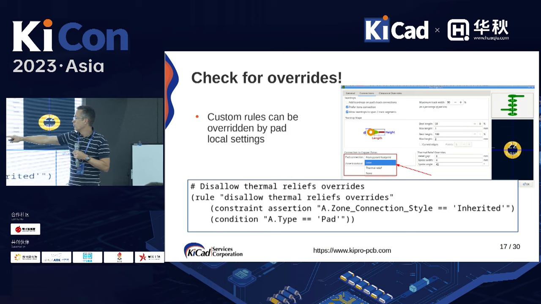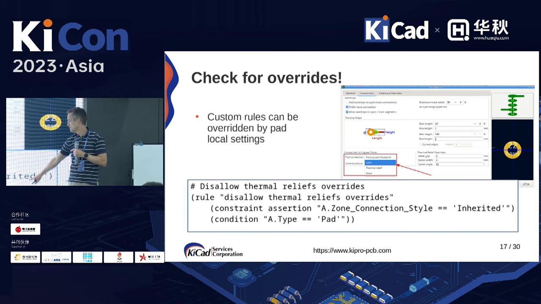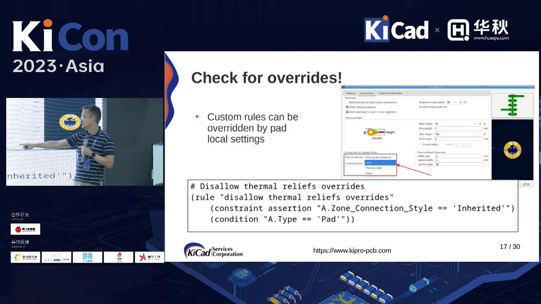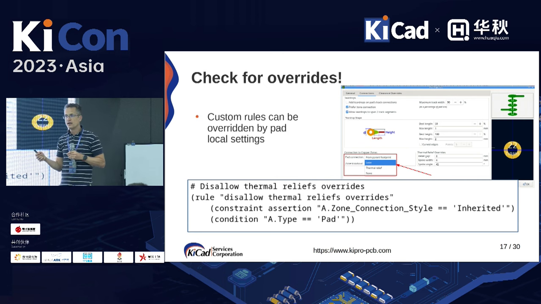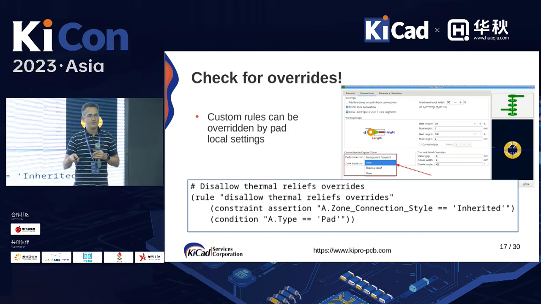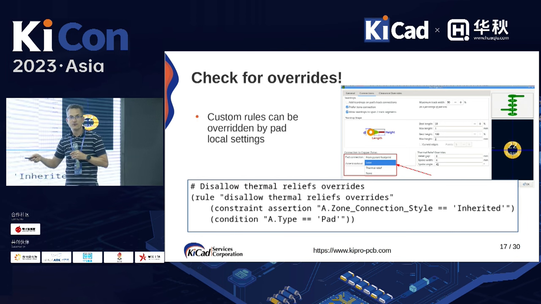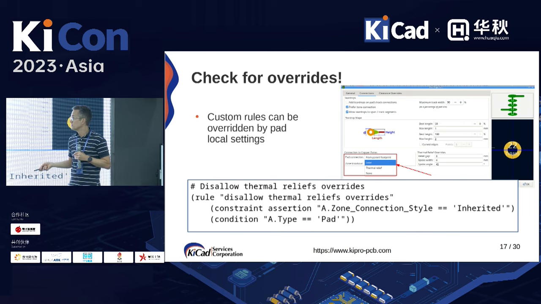This rule just says that any pad that has a zone connection style that is not inherited is going to cause an assertion. Constraint assertion: I'm going to say that zone connection style equals inherited has to be true. This prevents the override. If my team member who made this footprint put that in there because they needed it, I don't make a mistake in my board by using that footprint without knowing about it. DRC will save your skin in this sort of situation.